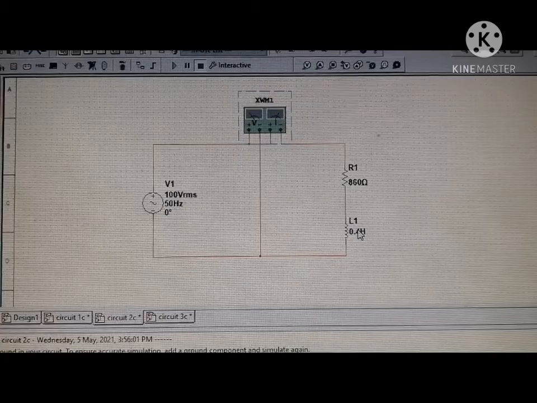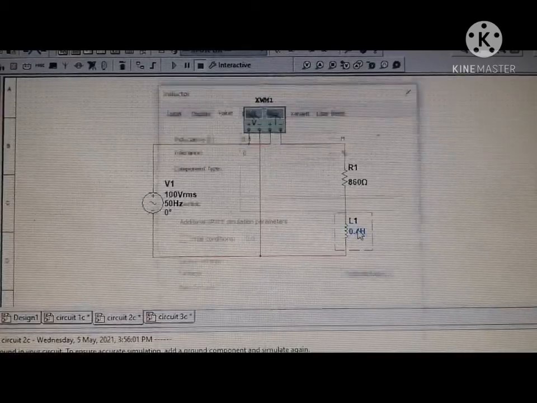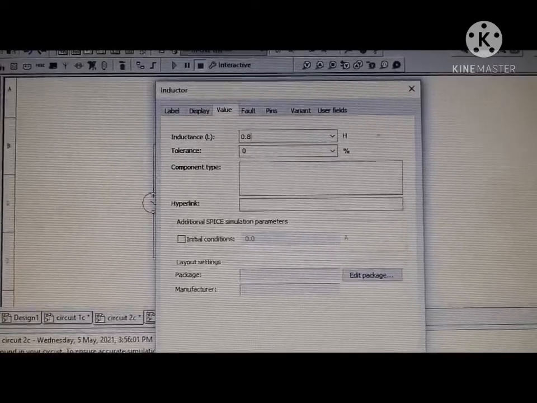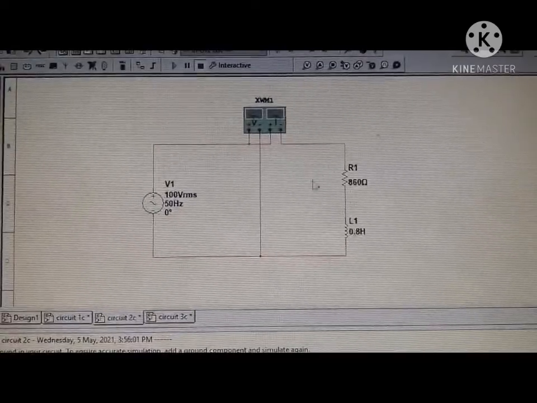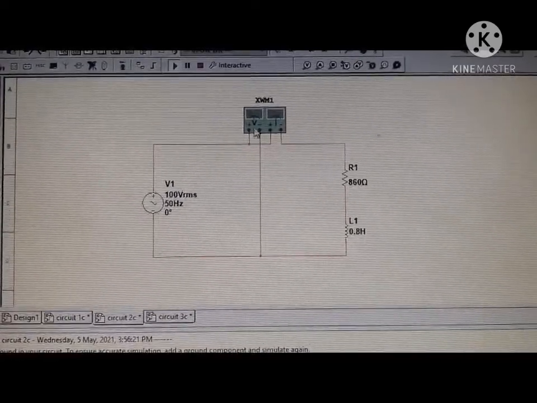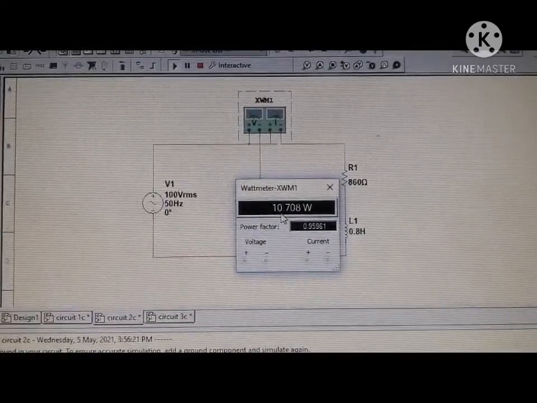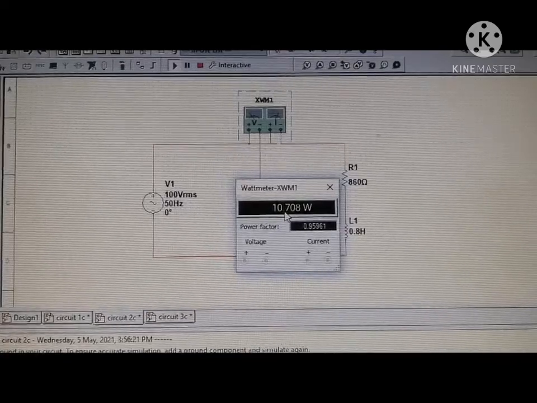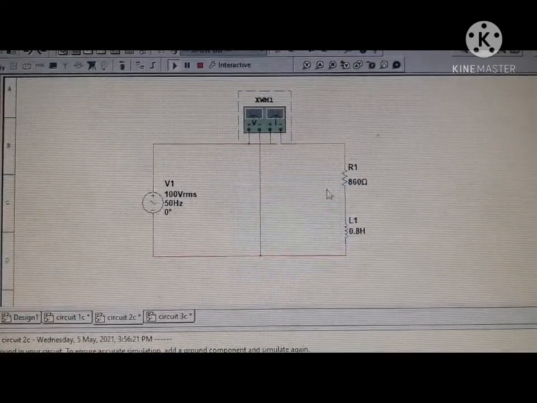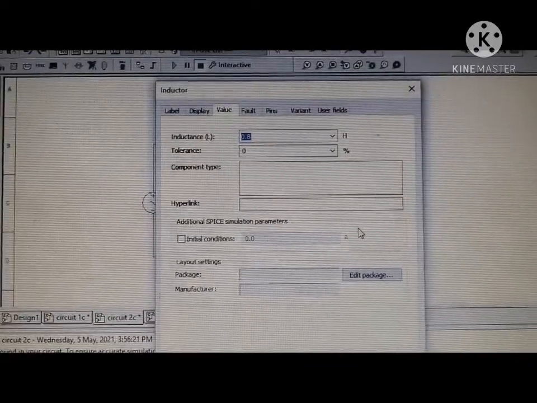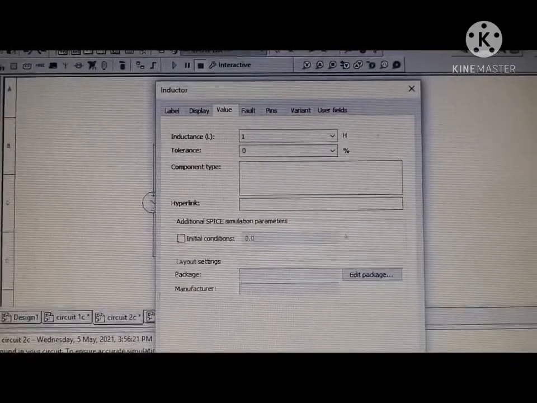The value of the resistor is the same, and change the inductor to 0.8. Okay, so run the simulation, and then you will get the answer, 10.708. Okay, stop the simulation, and then change the value of the inductor to 1.0.